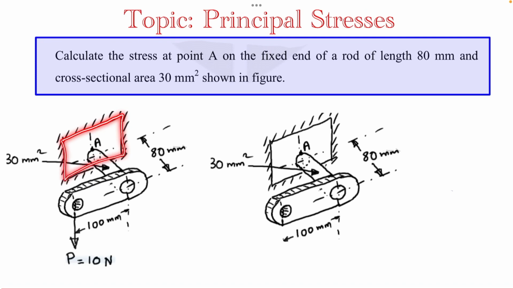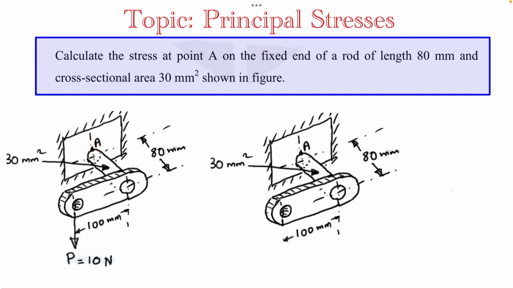Point A is at this fixed end, at the top outermost element. And here the cross-sectional area is given. From that we need to find the diameter, and this length is given as 80 mm and this length is 100 mm. The first step is to find the effect of this force applied at this end on this section. For that we need to transfer this load from this point to this point A.